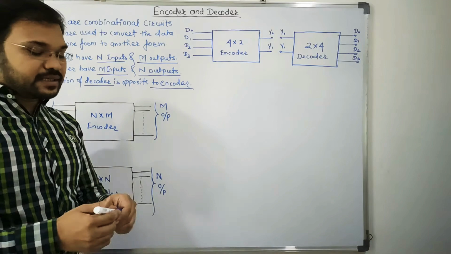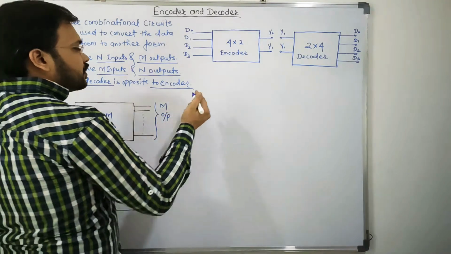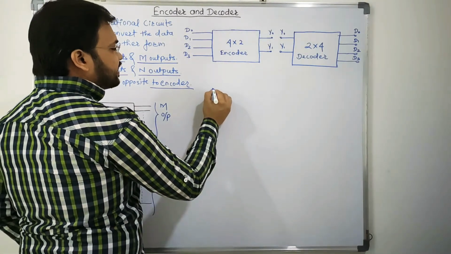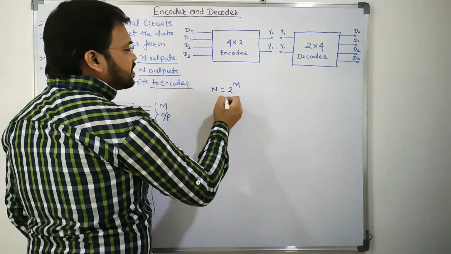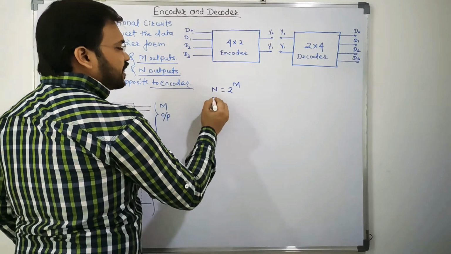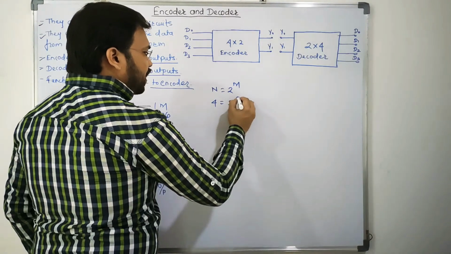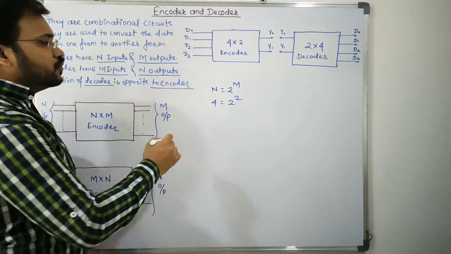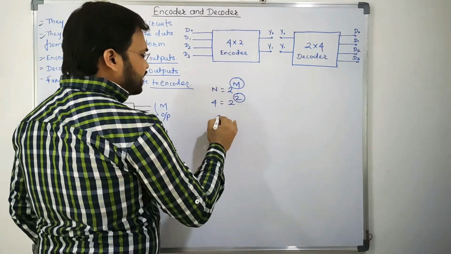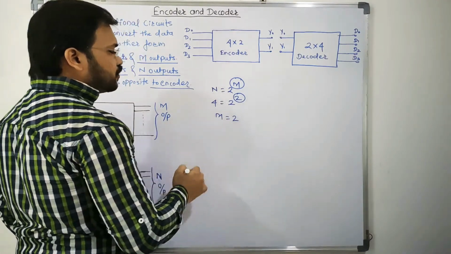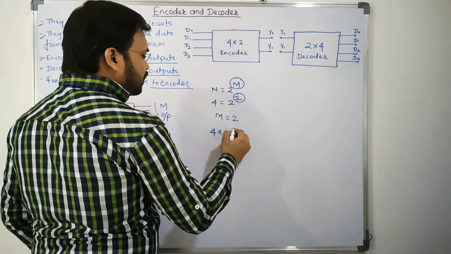First we'll discuss how we can find the input and output lines. Suppose our relation is n equals 2 raised to power m. The number of inputs is 4, so 4 equals 2 raised to power 2. By this relation, the value of m is 2. That's why we have a 4:2 encoder.